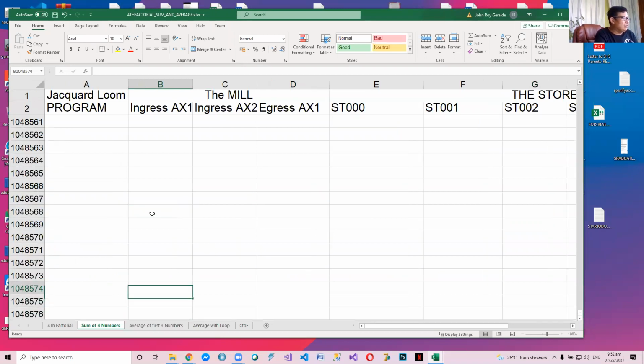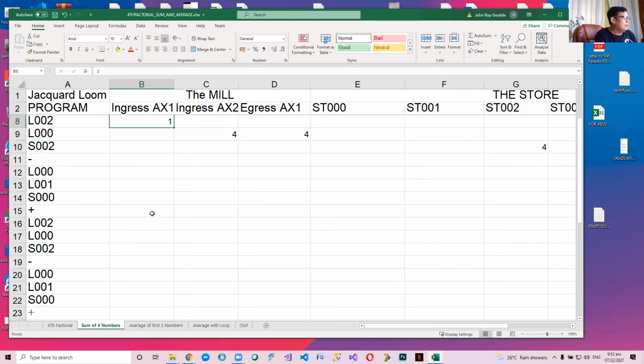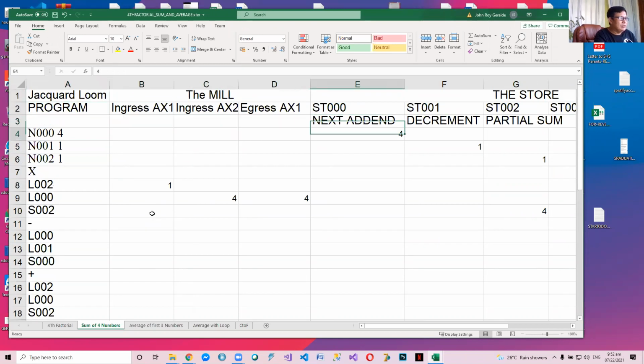The next thing to do is to compute the next addend. The first addend is 4, the next addend is 3. How do we do that? The previous addend, which is 4, will be loaded. So we have L000, which is 4, then L001, which is the decrement. 4 minus 1 is 3. We'll store it as the next addend, which is now in S000. Do you follow?